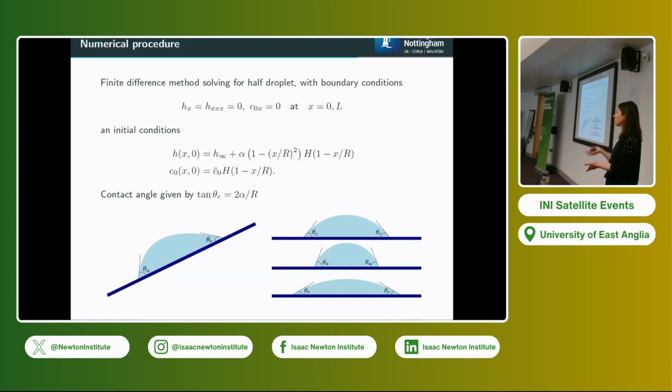The biggest challenge in this problem is that if you have a horizontal substrate, your droplet is symmetric, so you can just take half of it, simulate this half, and mirror it, and the other half would be exactly the same. But here, because we have an inclined substrate, the droplet is asymmetric, and it has a different contact angle in the advancing part and in the receding part. So the question is, how do we find where the tip of the droplet would be to simulate these two halves?